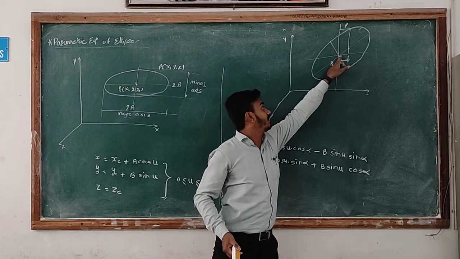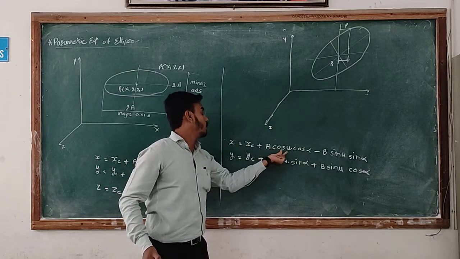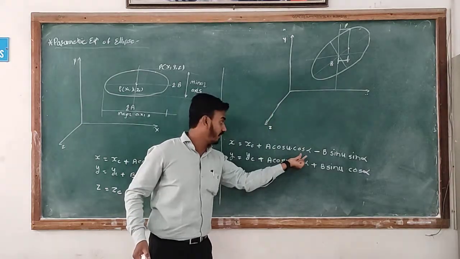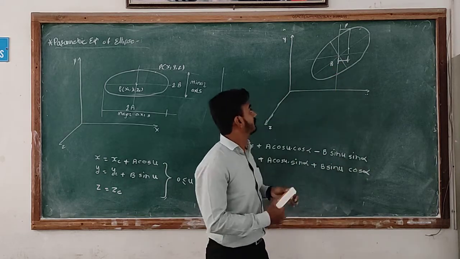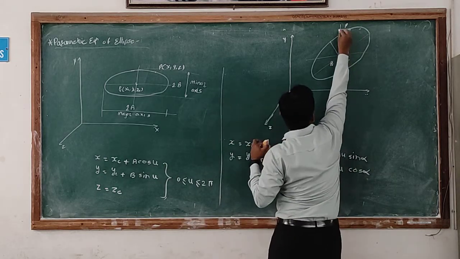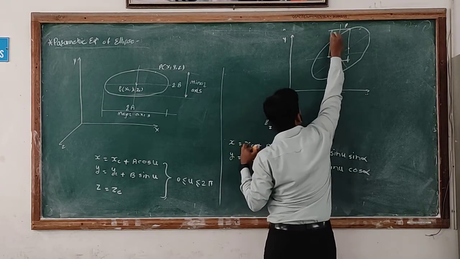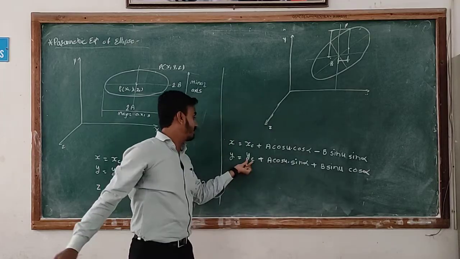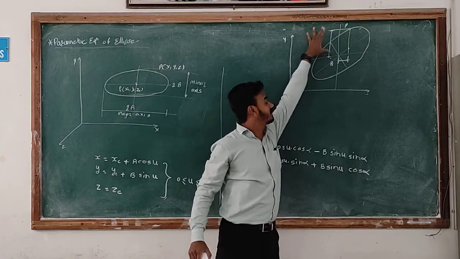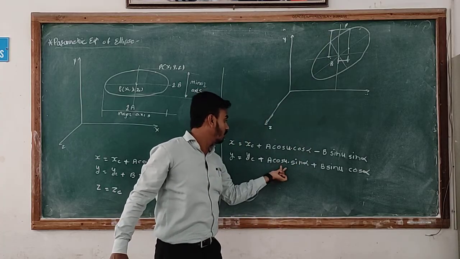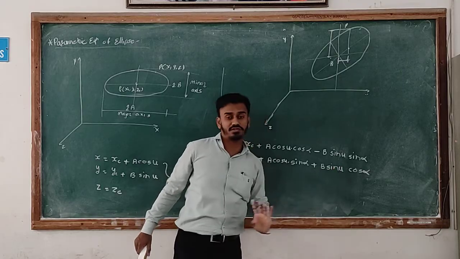So here is xc, and we need to find this distance. This distance is equal to a cos u cos alpha minus b sin u sin alpha. Then we need to find this vertical distance. This vertical distance is yc, up to this is yc, and above this distance is a cos u sin alpha plus b sin u cos alpha.